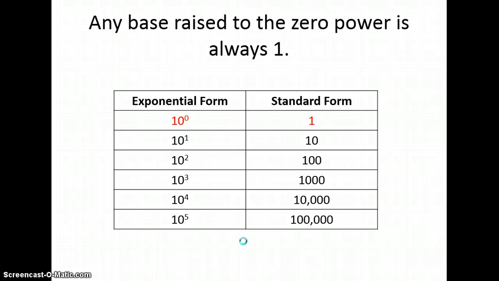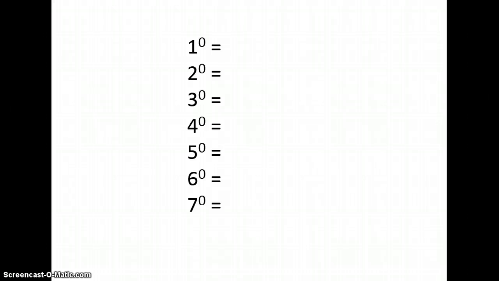So let's look at some examples. 1 to the 0 power equals 1. 2 to the 0 power equals 1. 3 to the 0 power equals 1. 4 to the 0 power equals, you guessed it, 1. 5 to the 0 power equals 1. 6 to the 0 power equals 1. 7 to the 0 power equals 1. Any base to the 0 power is going to equal 1.